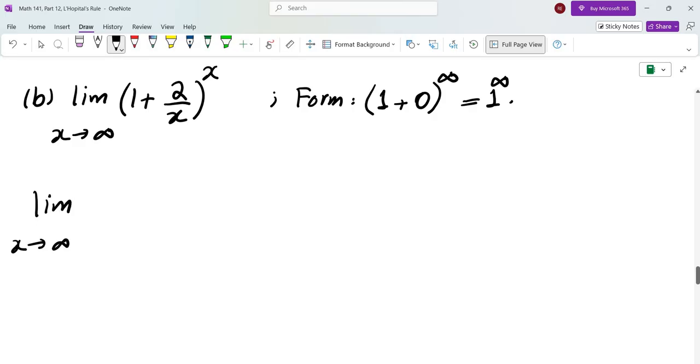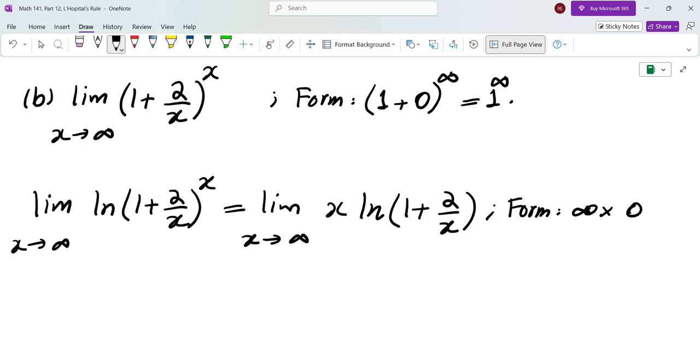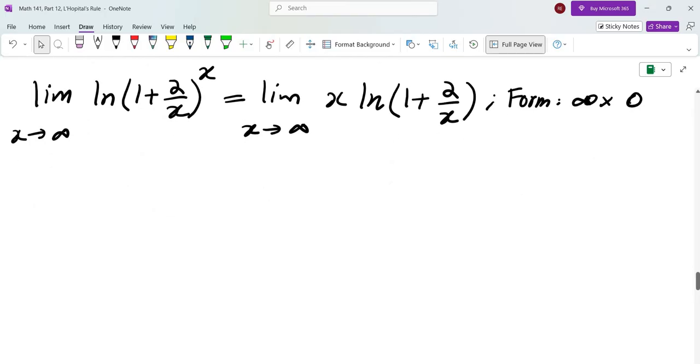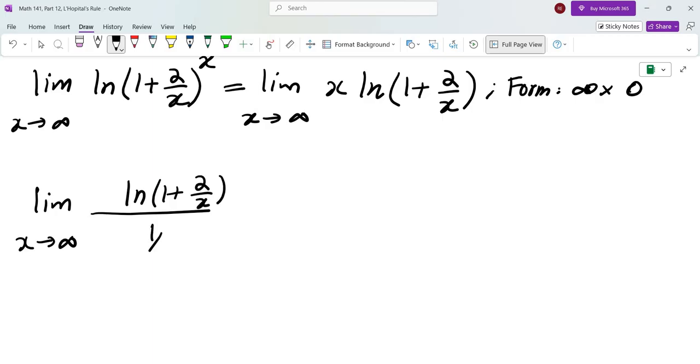So limit as x goes to infinity, natural log of (1 plus 2 over x) to the power of x. So this is the limit as x approaches infinity, x natural log of 1 plus 2 over x. The form is infinity times 0 because natural log of 1 plus 0 is 0. So now we're going to have to put one of them at the bottom. So we will do so with x because putting the natural log at the bottom is not very wise. So we'll do that.